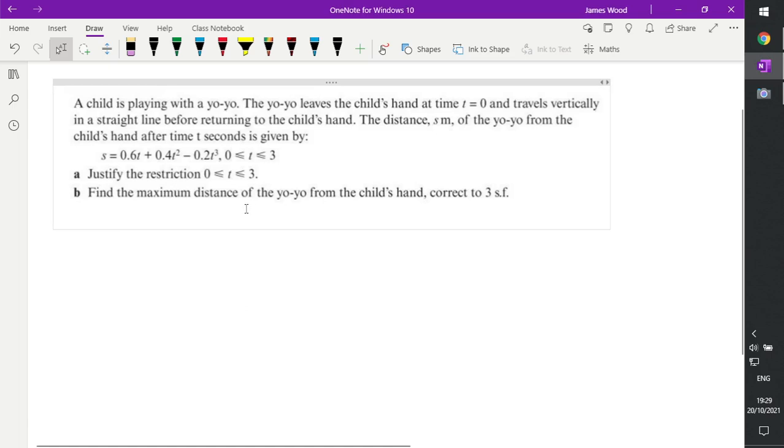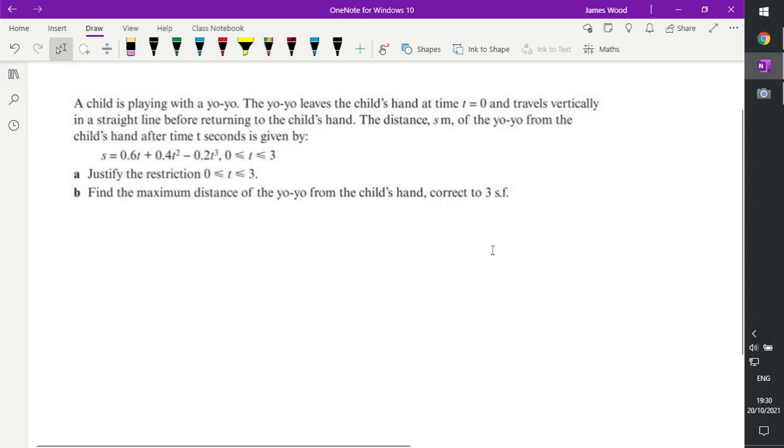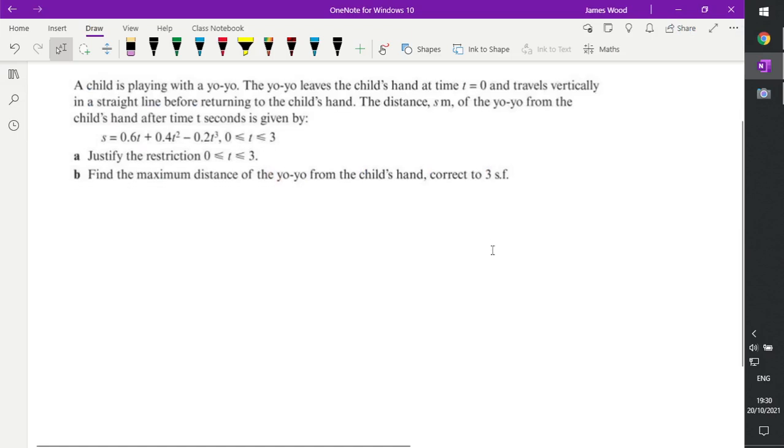Find the maximum distance of the yo-yo from the child's hand. So what we want is this point at the top of the graph. Now I could get it from this, but obviously we don't have this functionality in an exam. But we want to find the maximum point there. And the word maximum, that should make you automatically think about differentiation and using that to help you. So what we've got is a cubic graph, and then we can find a local maximum point.